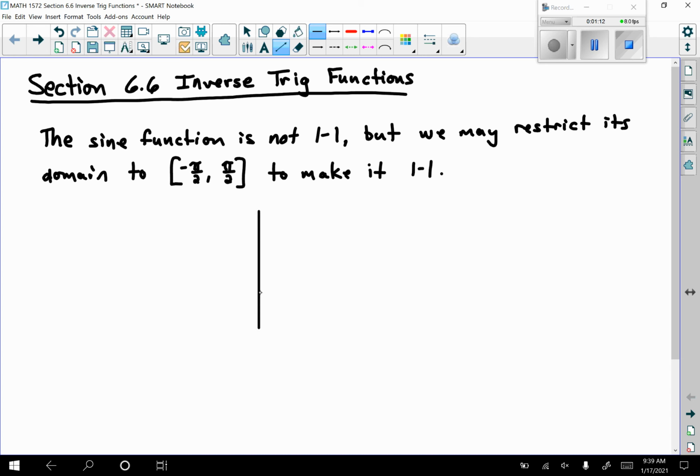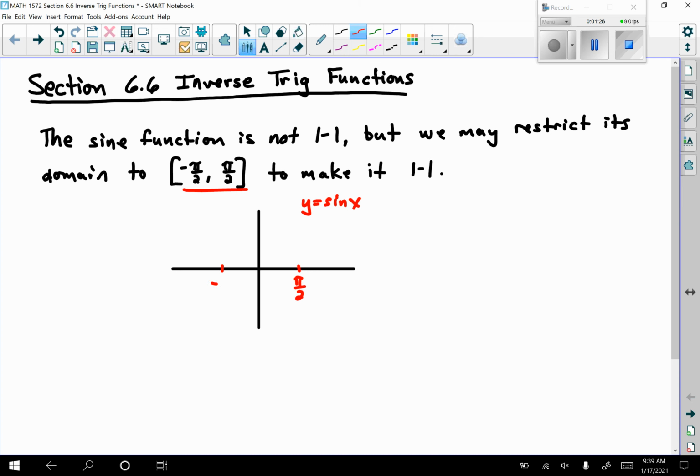So we'll just make a little sketch of the graph here. So this will be the graph of y equals sine x, just over this domain here. So here's pi over 2, negative pi over 2. If you recall, y equals sine x only reaches as high as positive 1 and as low as negative 1. So sine goes through the origin.